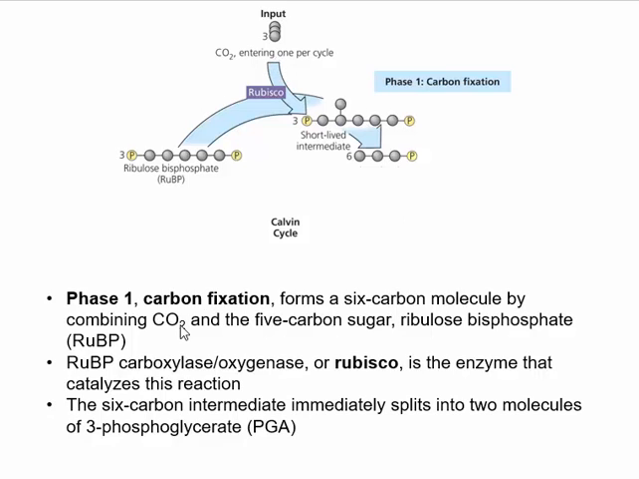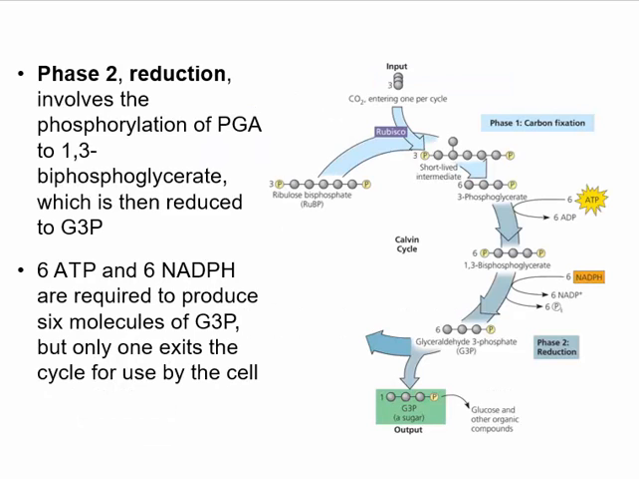Each one is attached to RUBP. This is catalyzed by Rubisco. Put a pin in that. We'll come back to that. Really important. And so this creates this very short-lived 6-carbon molecule, which is immediately split, and we produce that PGA. PGA, of course, then feeds into the next phase, which is reduction.